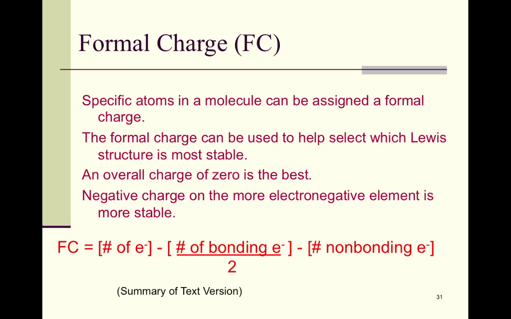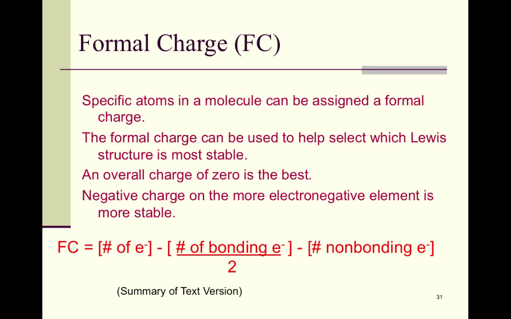So formal charge, specific atoms in a molecule can be assigned a formal charge. The formal charge can be used to help select which Lewis structure is most stable. An overall charge of 0 is best. So if we have competing Lewis structures, the one that's most stable is the one with no charge at all. The negative charge on the more electronegative element is also more stable. Now remember, 0 charge is the best.